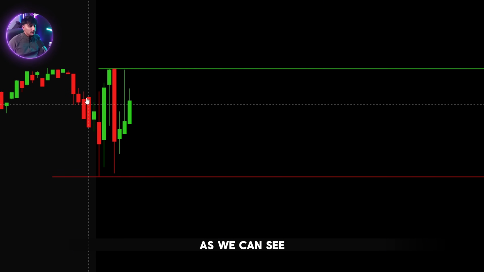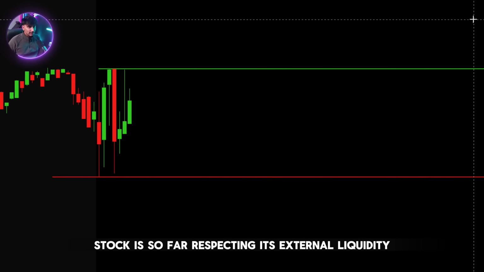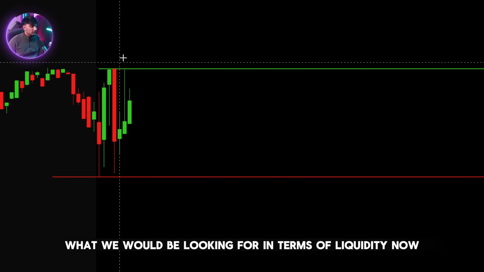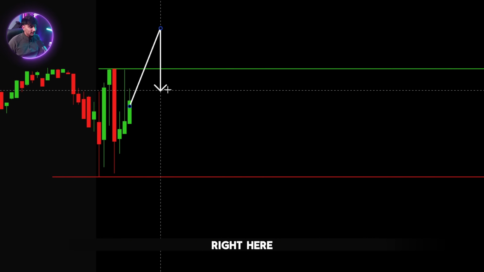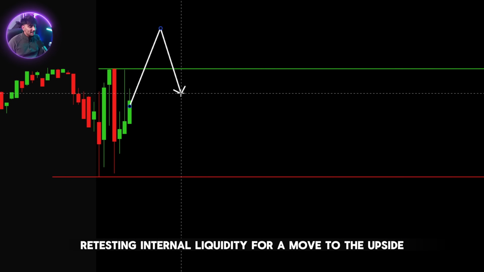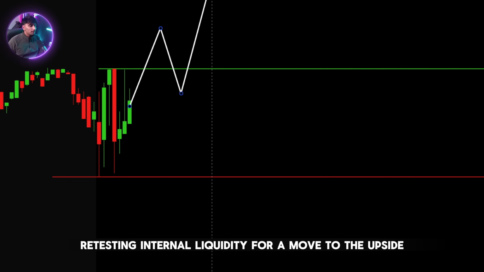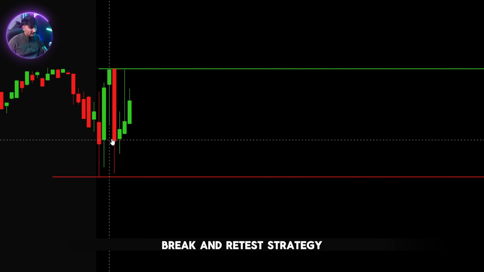As we can see, the stock is so far respecting its external liquidity. What we would be looking for in terms of liquidity now is the stock to break above the external high right here, showing that the stock has a strong trend to one side, and then retesting internal liquidity for a move to the upside. If you haven't noticed by now, this is also the 5-minute opening break and retest strategy.